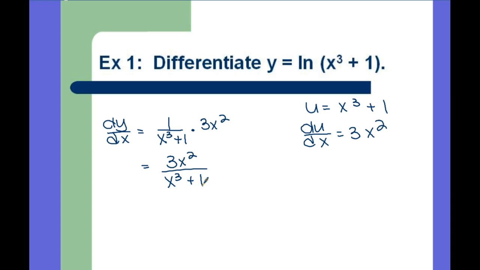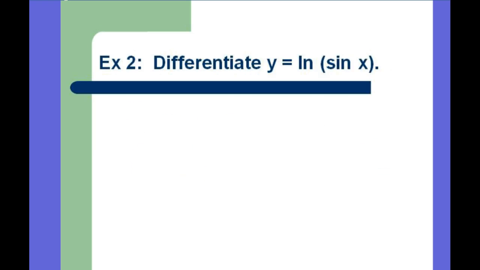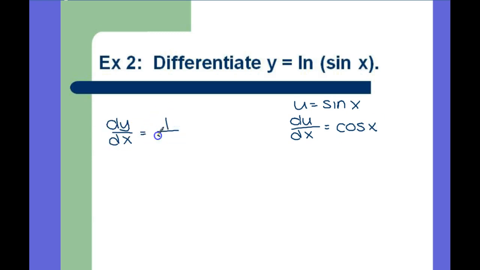Oh, this is actually easy. Okay, what is the inside function? The derivative of sine is cosine. So the derivative of y is 1 over u, which is sine, times the derivative of u, which is cosine. Cosine over sine is cotangent.